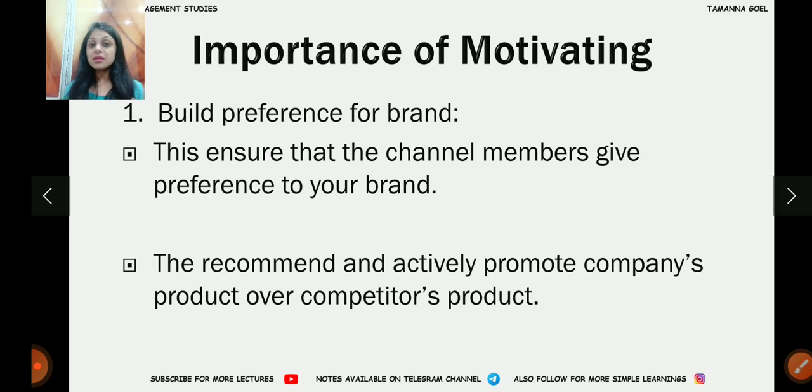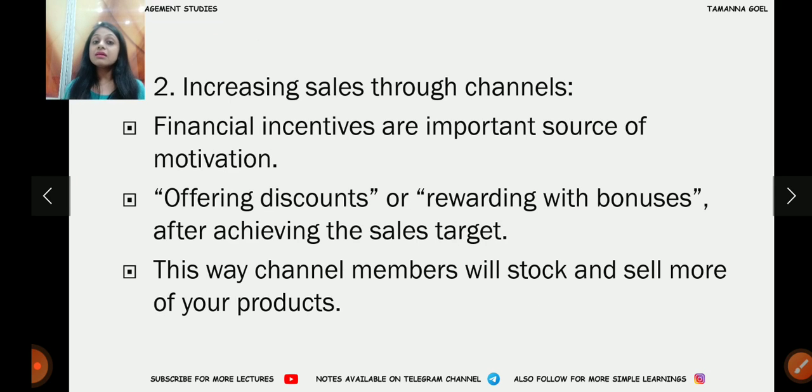Why is it important? There are many, many advantages. Number one, it will build preference for your brand. If the channel member is happy being associated with the company, they will give preference to your brand. They will actively promote your product to the customers over the competitor's product. You must have seen when you go to a shop, a retailer says this product is better, this is not better, because he is giving preference to one brand over the other, because he is happy with his connection with one of the products.